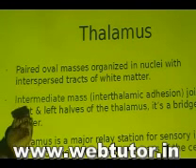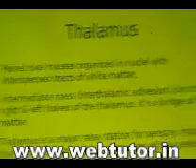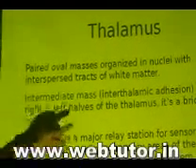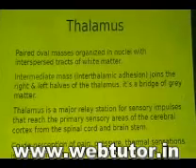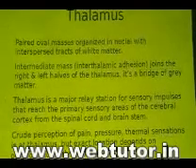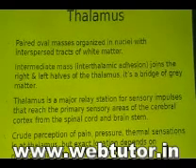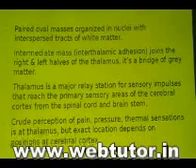Alright. Then there is this intermediate mass. It is also called the interthalamic adhesion. It joins the right and the left halves of the thalamus. It's a bridge of grey matter. Okay, it's mainly made up of the grey matter. If you see the overall function, the thalamus is a major relay station for sensory impulses that reach the primary sensory areas of the cerebral cortex from the spinal cord and the brain.